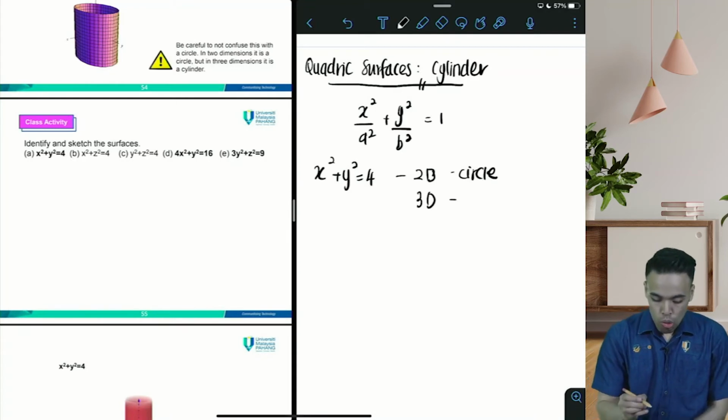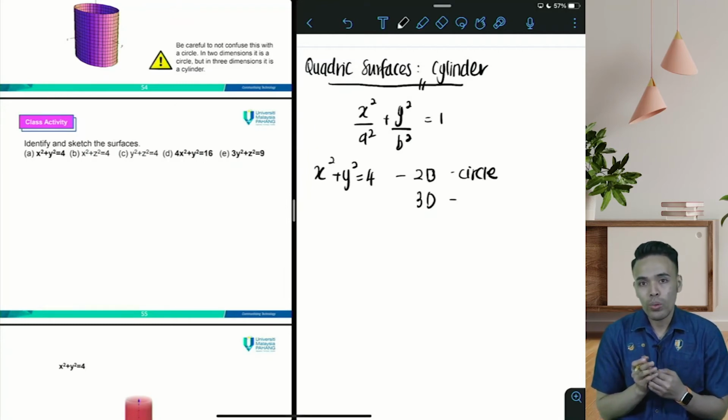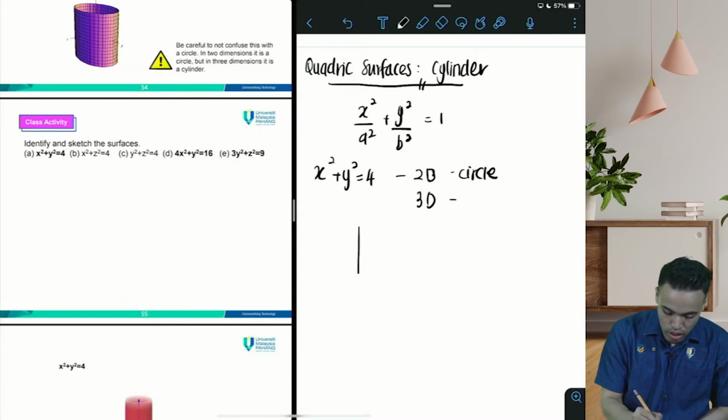Alright, so let's try to sketch in a two-dimensional coordinate system first, because it will help us a lot when we try to project it onto a three-dimensional coordinate system.